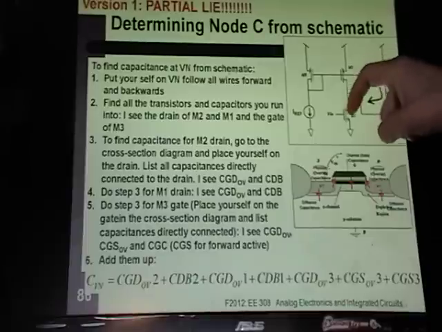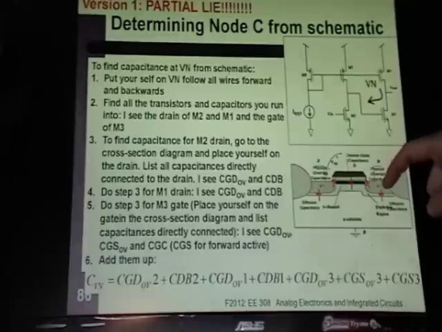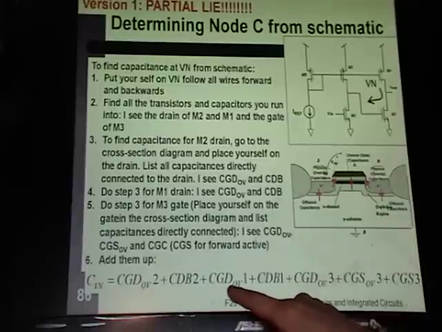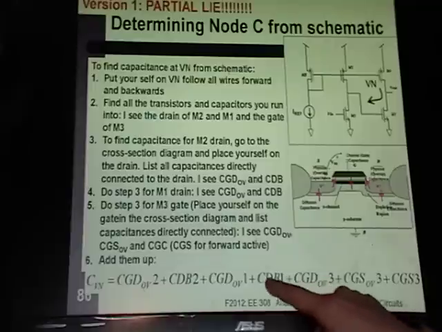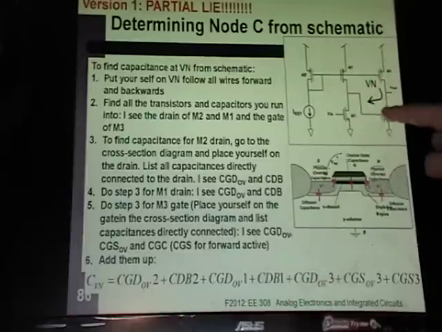And then I go the other direction. Oh, I'm sitting on the drain again, so I go over here. Oh, I see drain bulk and I see drain overlap. So here's gate drain and drain bulk of 1. Okay, so that takes care of that. And then I go back over here. I'm sitting on the gate.